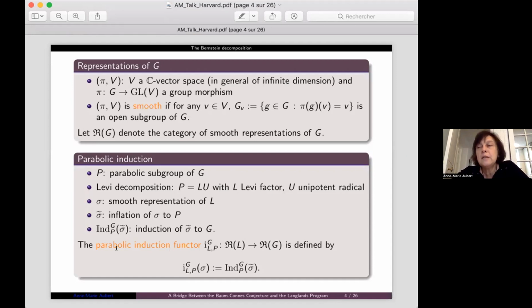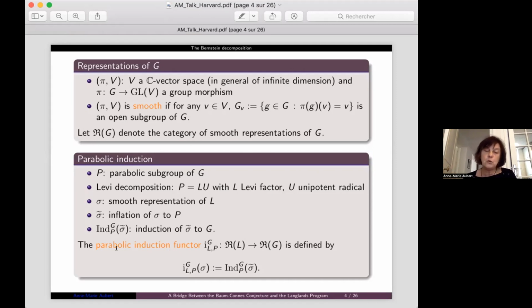So I say that we are lucky because we can also use the geometry of a group. By this, I mean the fact that the group is the F-points of a reductive algebraic group. And especially we have a notion of parabolic subgroup. Each parabolic subgroup admits a Levi decomposition. So if P is parabolic, you can write it as LU, a semi-direct decomposition. And L is again a reductive p-adic group. And so we can define a functor, which is usually called Harish-Chandra induction or parabolic induction functor, from the category of smooth representations of our Levi subgroup to the category of smooth representations of the original group.